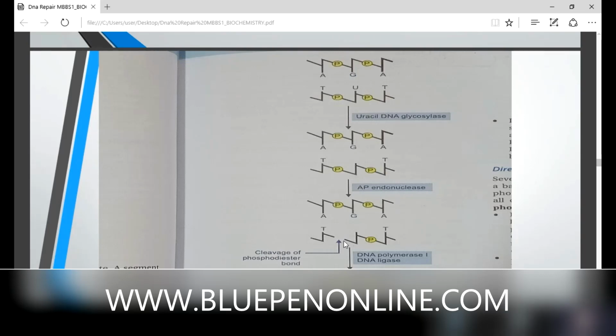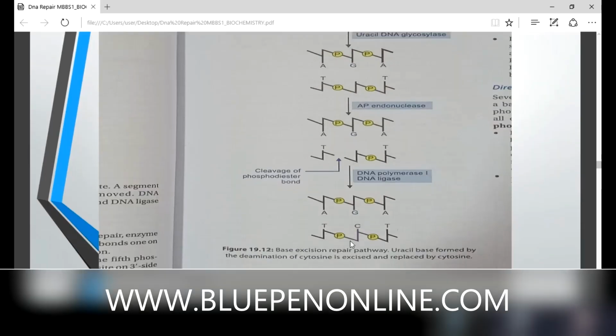In this structure, we are going more into the structure. So here cleavage of the phosphodiester bond occurs. Then again the actual cytosine is added. So I think base excision repair is clear now.